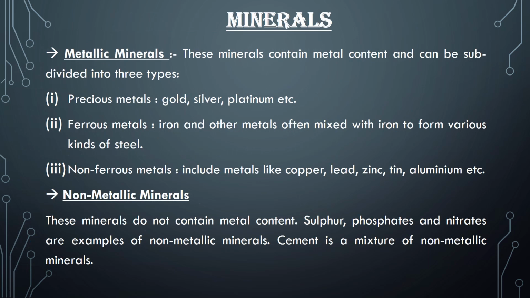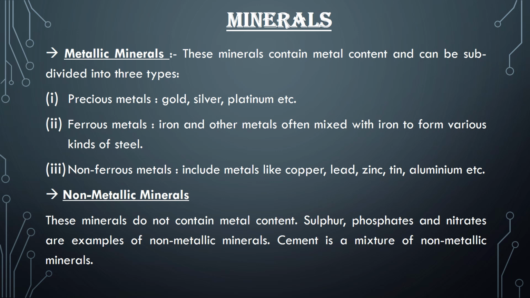There are two types of minerals: 1. Metallic minerals, 2. Non-metallic minerals. Metallic minerals contain metal content and can be subdivided into 3 types. 1. Precious metals: gold, silver, platinum, etc. 2. Ferrous metals: iron and other metals, often mixed with iron to form various kinds of steel. 3. Non-ferrous metals include metals like copper, lead, zinc, tin, aluminium, etc.